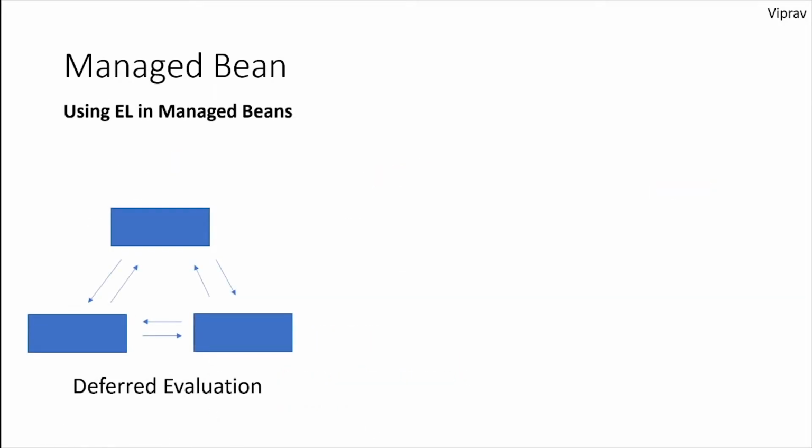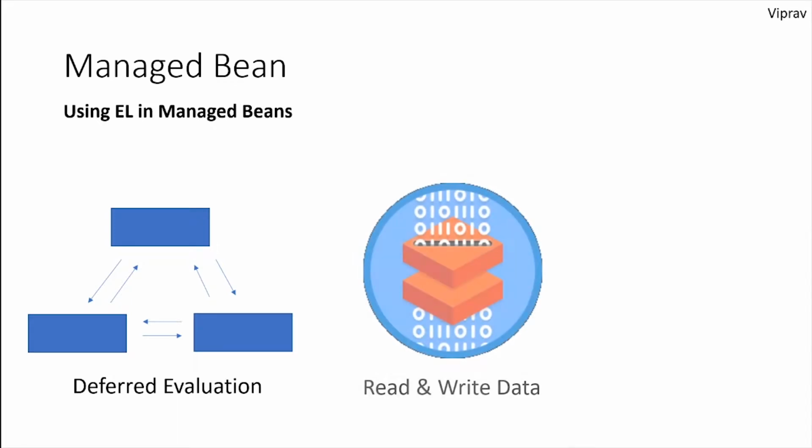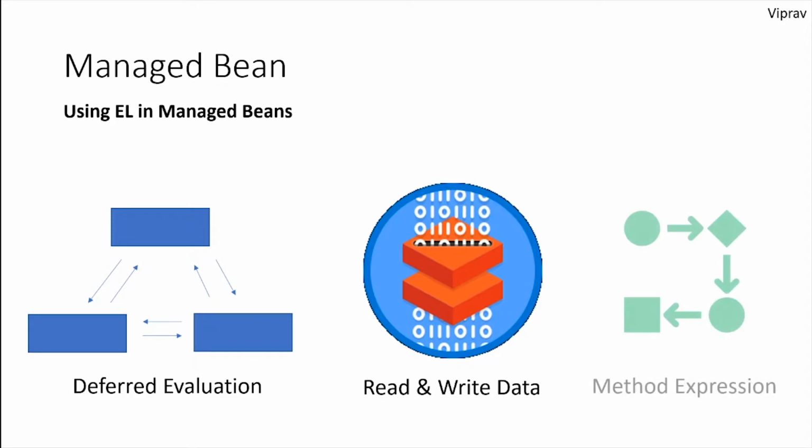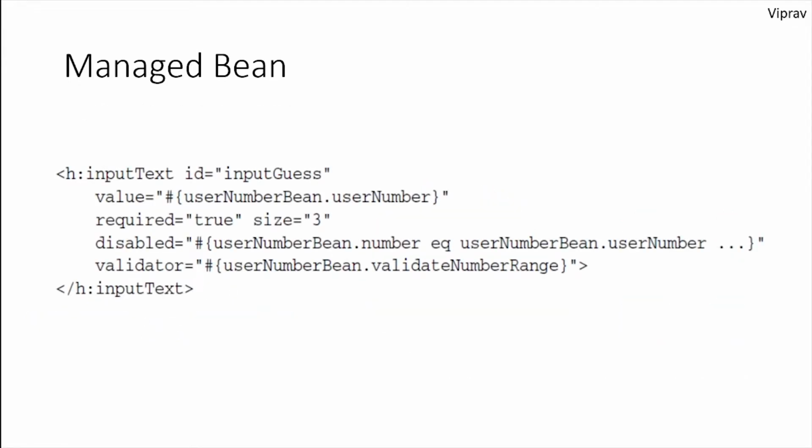You can also use EL in a managed bean to use the benefits of deferred evaluation, to be able to read and write data, and to use the method expressions that we've talked about in previous chapters. Let's take a look at this example where this tag binds the input guess component's value to the user number bean dot user number. This managed bean property uses an lvalue, as talked about in the previous chapter, and it uses the get method of the validate number range, which gets the validation of this number.